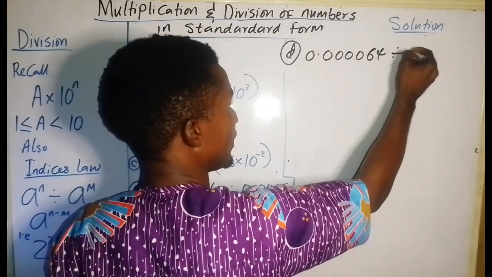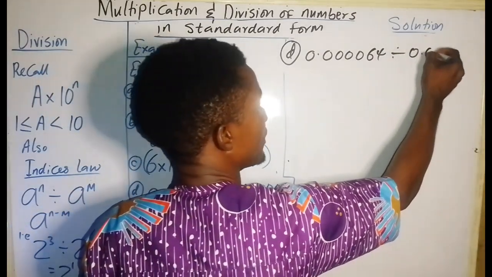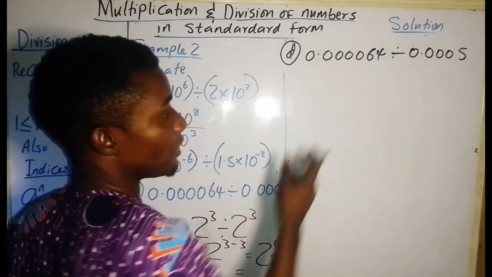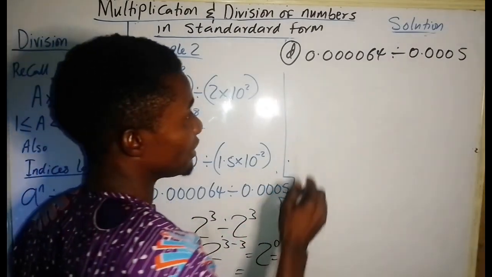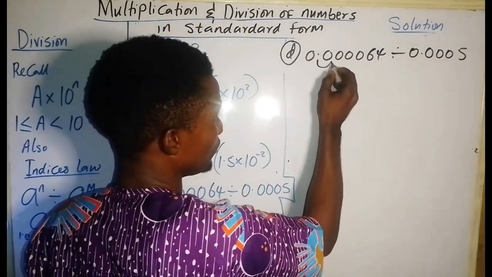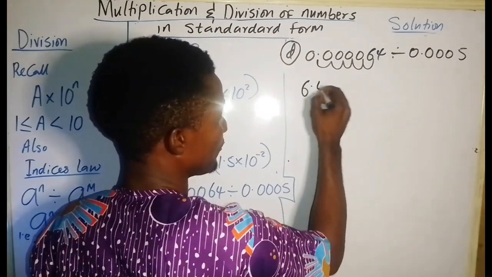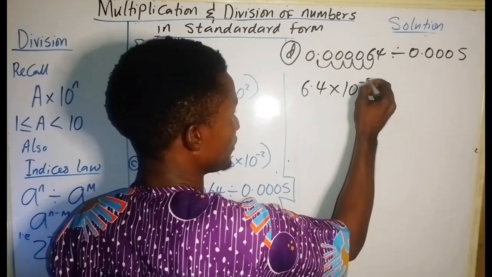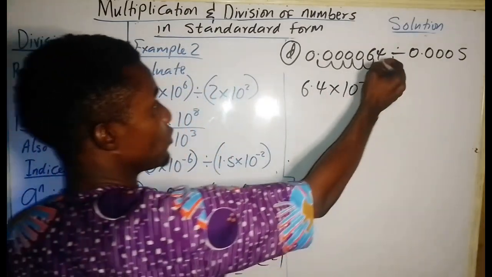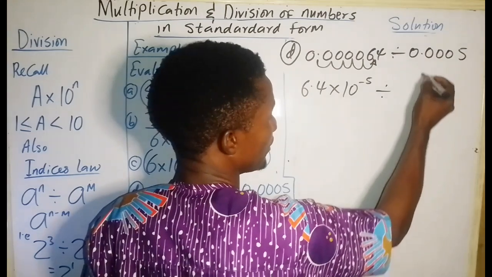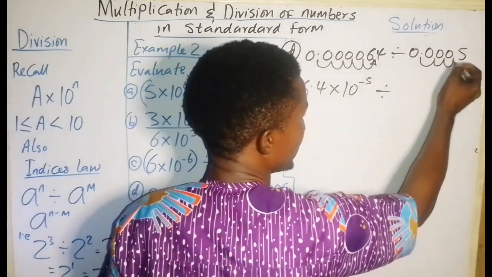So the next question, we have 0.0000064 divided by 0.0005. Now, these numbers are not in standard form. So let's change them to standard form. We have 1, 2, 3, 4, 5. So we have 6.4 times 10 raised power minus 5. Because we are moving to the right, so we are reducing. That will be negative. So divided by 1, 2, 3, 4.